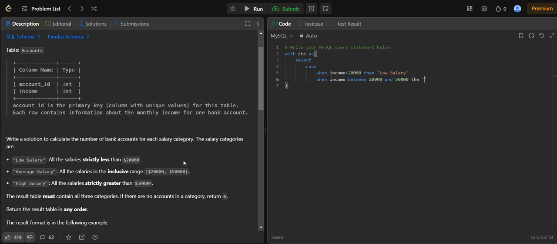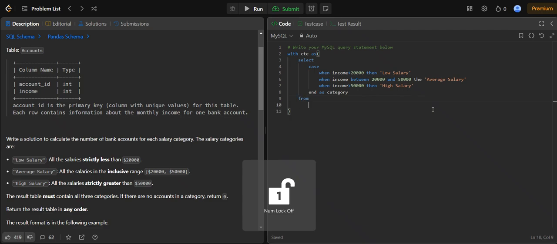Then it is average salary, and I can just use else. Only one condition left, else condition. So else what? High salary, high salary. Or I can write the condition also, but let me write the condition. When income is greater than 50,000, right? 50,000, then it is high salary. Okay. Now I'm going to end the case when statement and as category. So I am selecting this from which table? From the table, the name of the table was accounts. Okay. So let me show you what this table will return.